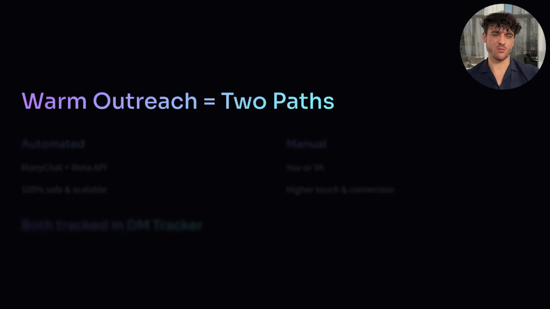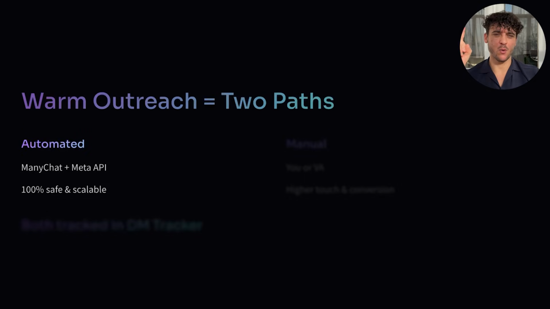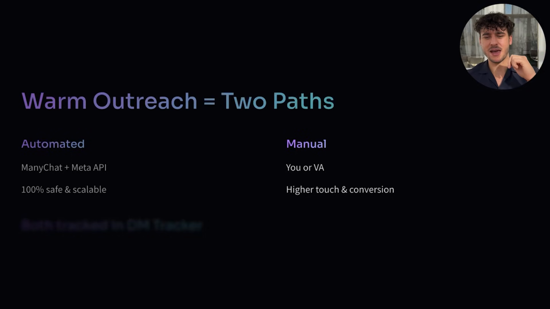Now, warm outreach can really follow 2 separate paths. Number 1, we have automated warm outreach, which is using Manychat along with the Meta API. Now, this is 100% safe and scalable, and I'll go into examples for this in a second. And the second path is manual warm outreach, which can be either done by you or by a virtual assistant, which is sort of a higher touch and conversion point. This could be people who, for example, vote on a story poll, but I'll give you examples on this in a bit.